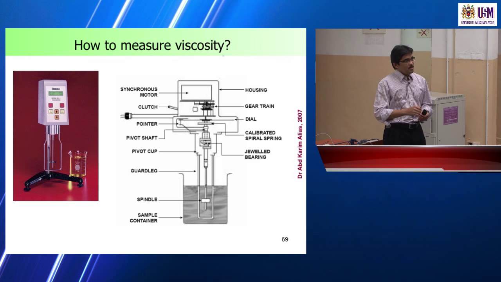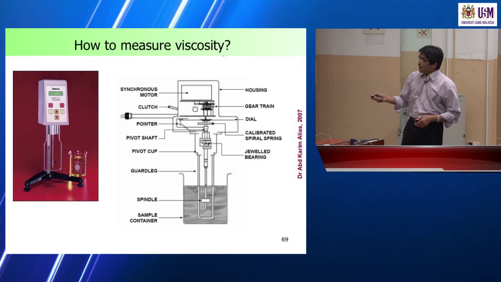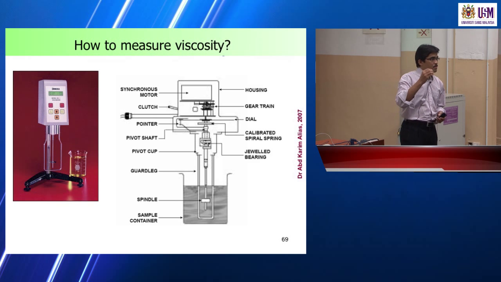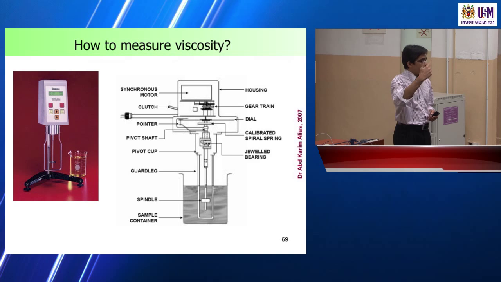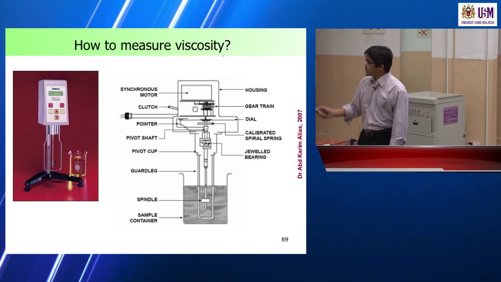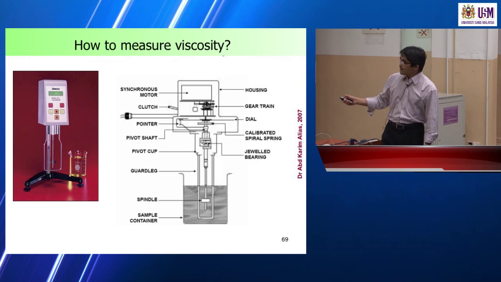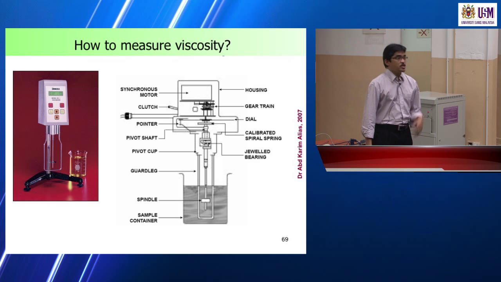The torque is basically just measure the amount of stress imposed on the sample, and from there by using simple calculation, it will be converted to stress and strain, or shear stress and shear rate. That's how simple we can measure a viscosity by using a viscometer. Most labs in food industry would have at least this kind of viscometer to measure viscosity.